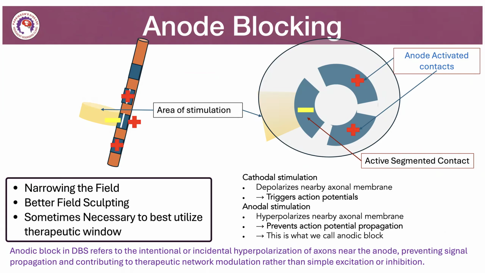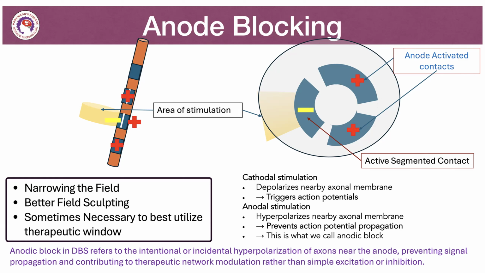The next concept is anode blocking. Classically, in most cases the IPG works as an anode, and all the monopolar electrodes work as a cathode, and we use that to deliver the current to be stimulated. Whenever we use cathodal stimulation, we are depolarizing and triggering an action potential, blocking the signal transmission or deranging the signal transmission. Now, what is happening with the steering? Now you are able to steer it down to a certain angle.